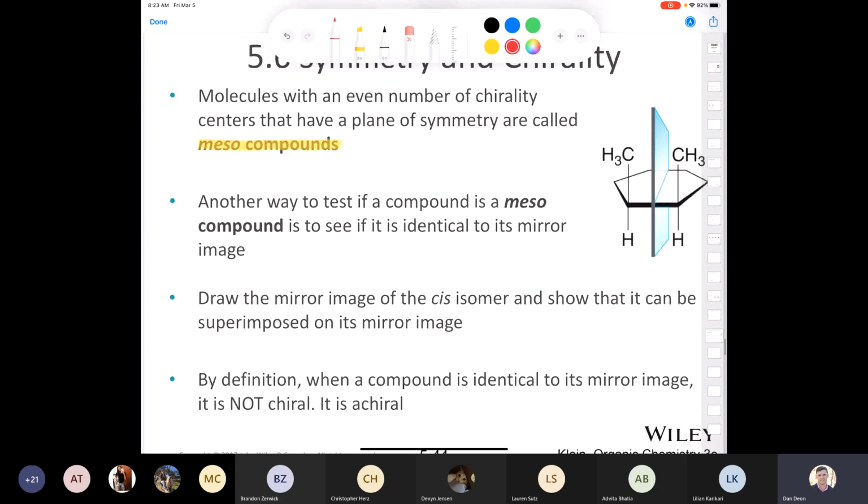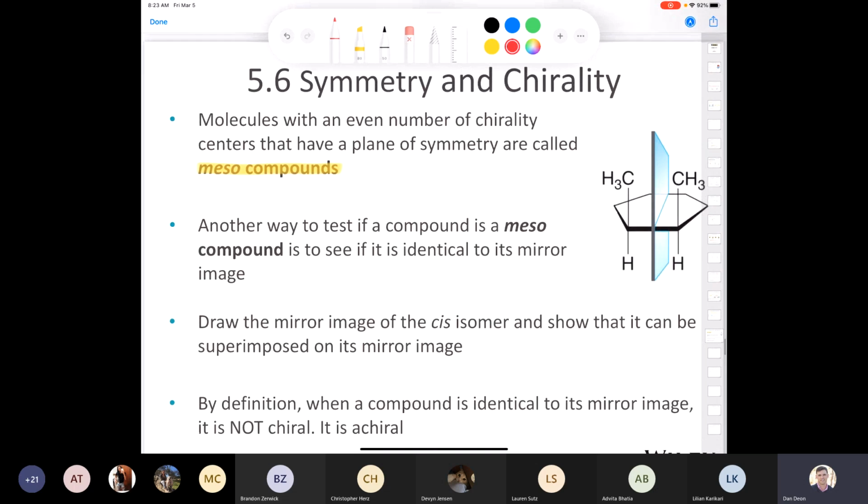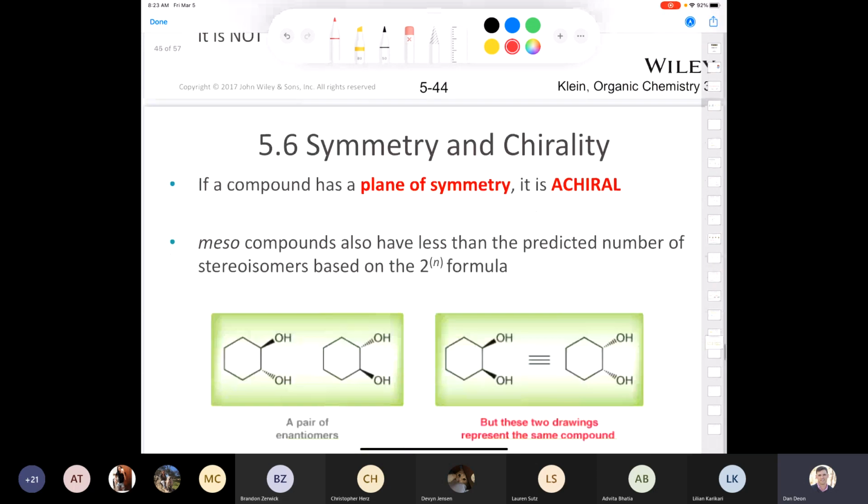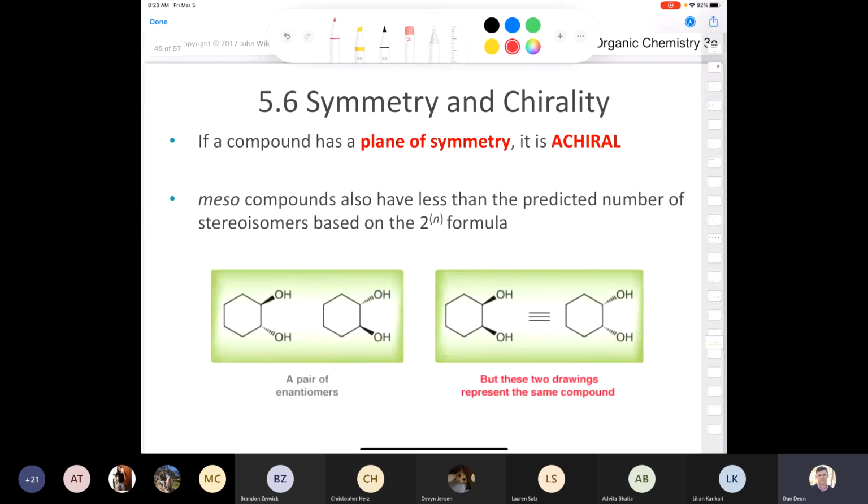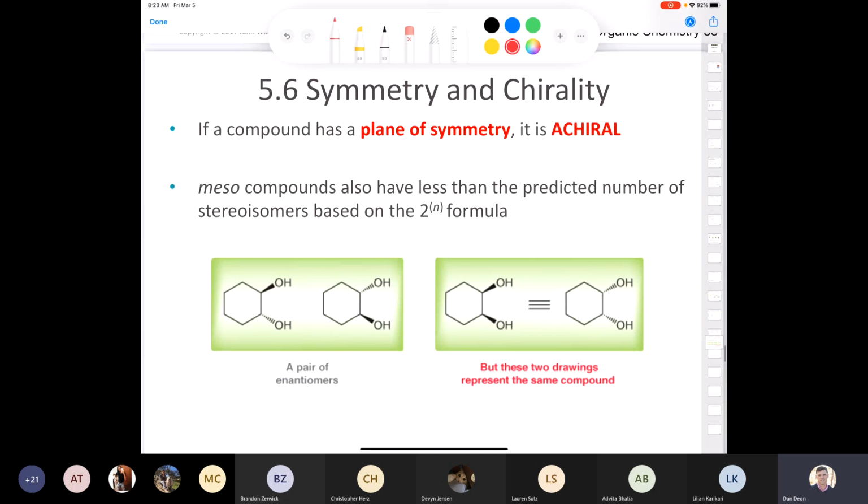You've got to be able to recognize meso compounds, and if you need practice on that, which anybody would learning the subject, if you look at the practice problems that I have suggested, there's a whole list of them on Canvas. I've definitely chosen some problems from the textbook that cover symmetry and chirality in terms of meso compounds. So again, if the compound has a plane of symmetry, it's achiral.